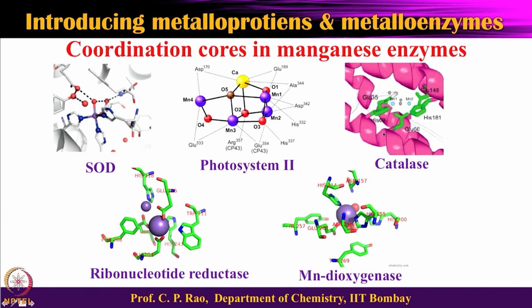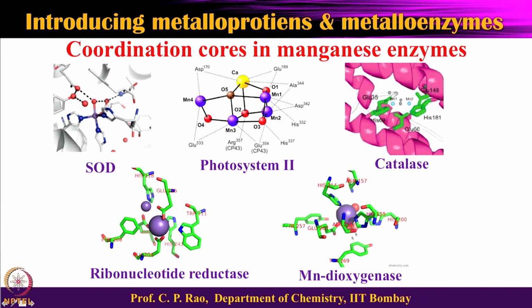And catalase, what does catalase do? SOD converts the superoxide radicals into water and H2O2. That H2O2 is further converted by catalase into water completely, or oxygen. And we have the ribonucleotide reductase too. Of course, we will be explaining more detail of the ribonucleotide reductase in the iron story now, and the dioxygenase.